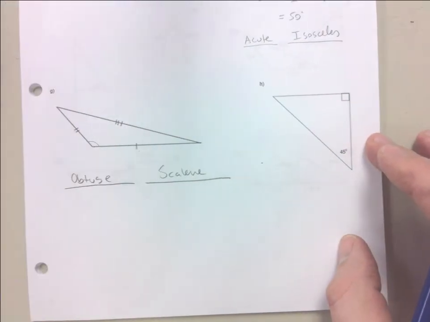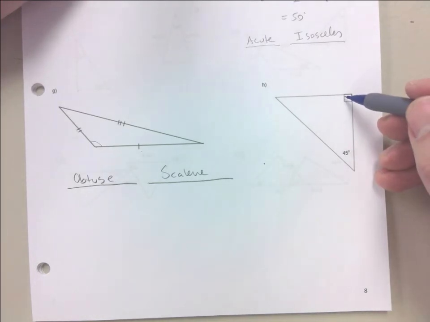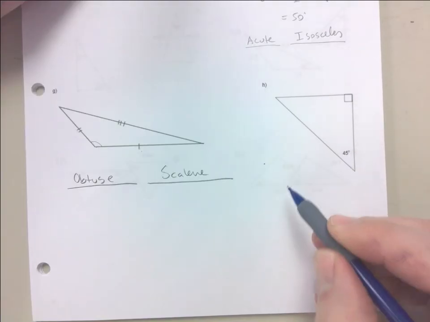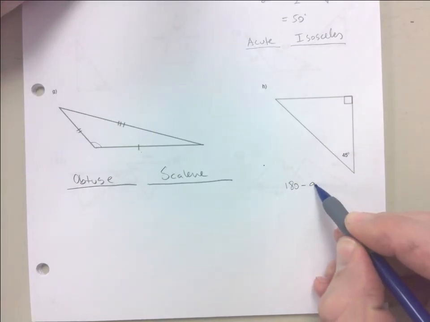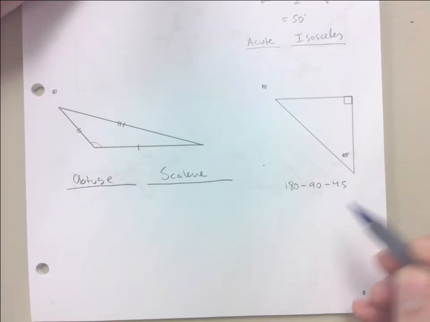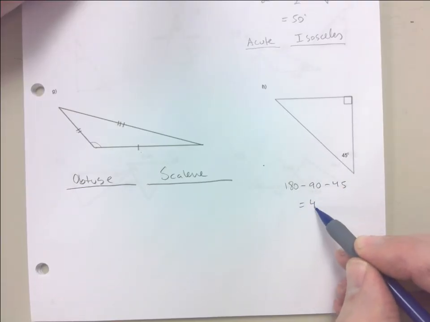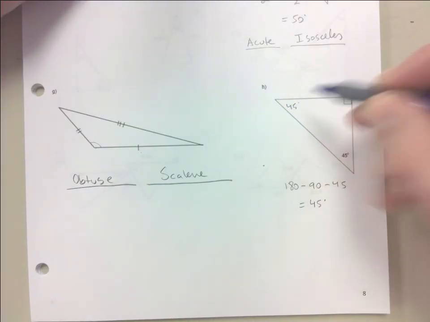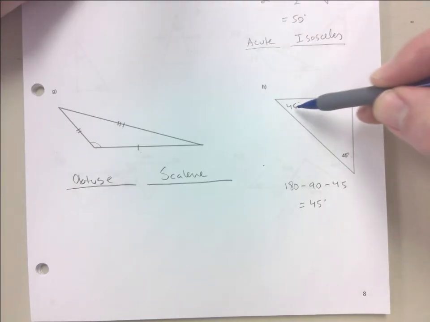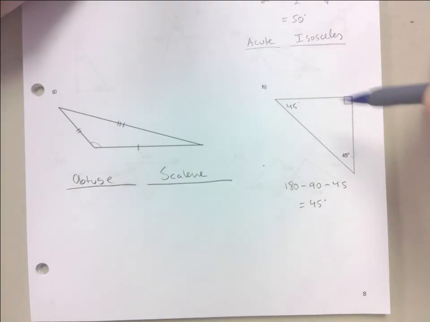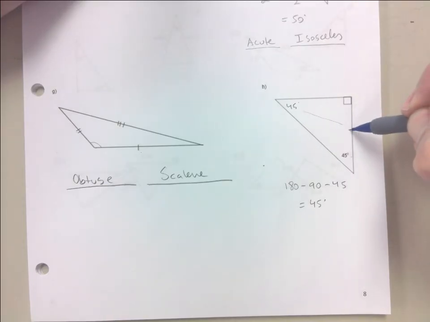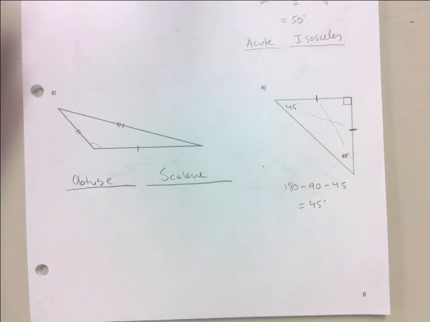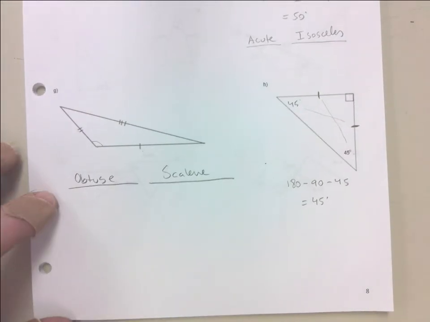H here, we know this is 90. We know this is 45. So watch what I'm going to do. Immediately, I'm going to go, what am I left with? 45, correct? Oh, wait a minute. If these two are the same, then the sides opposite to them are going to be the same also. You can draw that conclusion right away.